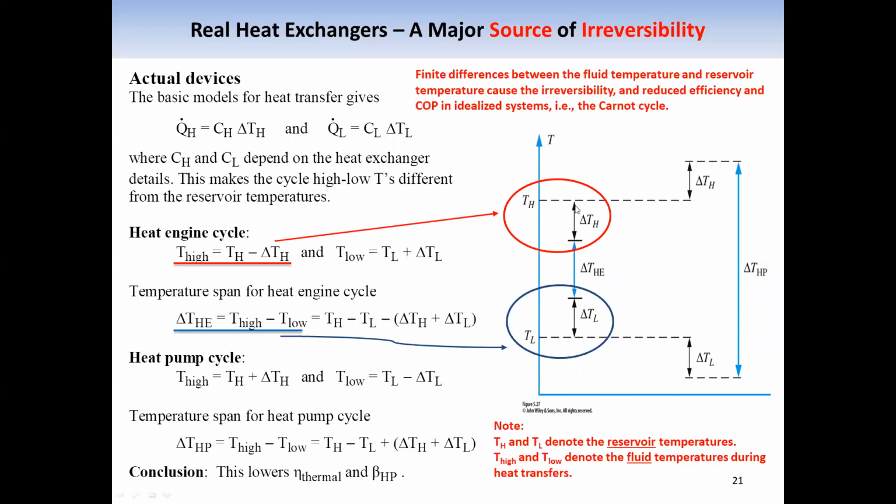Similarly, when the working fluid rejects the residual heat to the environment, the temperature is noticeably higher than TL, and the working fluid temperature is designated by T sub low, which is another source of irreversible heat transfer.